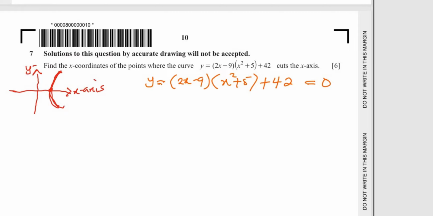So expressing it, 2x times this gives me 2x cubed. Then 2x times 5 gives me plus 10x. Minus 9 times x squared is minus 9x squared. Minus 9 times 5 is minus 45, plus the 42 that was there before, equals 0.